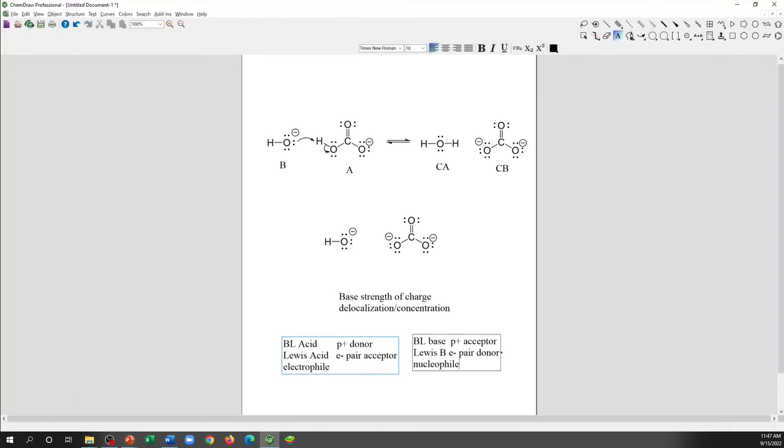Electrophile means loving electrons. So this hydrogen right there is loving the electrons that it's getting. So that makes it a Lewis acid electrophile. And a nucleophile is something that loves a nucleus. This oxygen is pushing its electrons into the nucleus of the hydrogen, evidently because it has strong romantic feelings for it. So that's the term nucleophile.